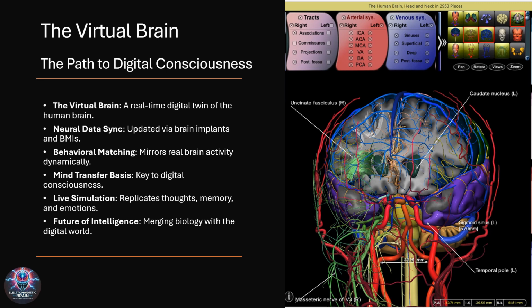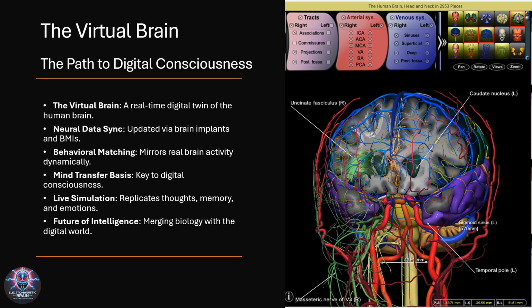This level of neural simulation lays the groundwork for one of the most ambitious goals in neurotechnology, mind transferring. A complete, real-time virtual representation of the brain is a fundamental requirement for preserving consciousness beyond the biological form. The ability to map, store, and reconstruct the entirety of an individual's neural processes brings us closer to a future where cognition can transcend, unlocking the potential for digital immortality.